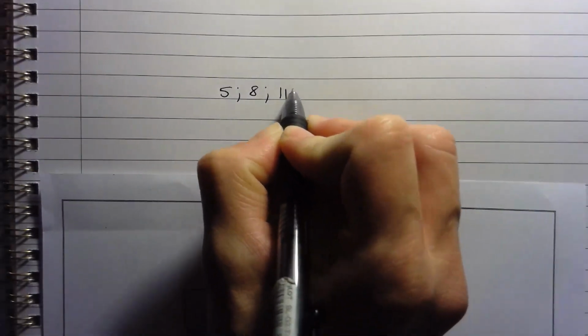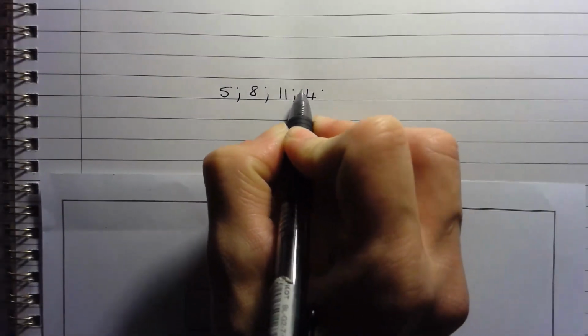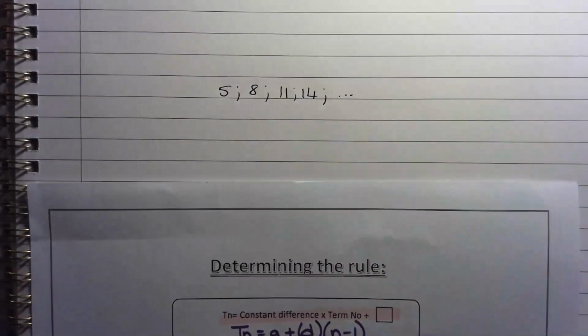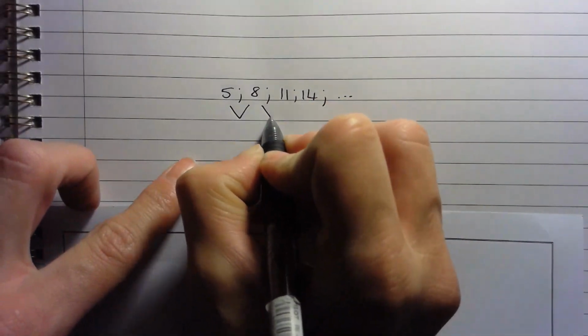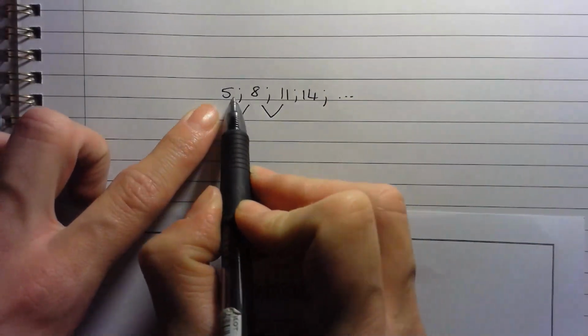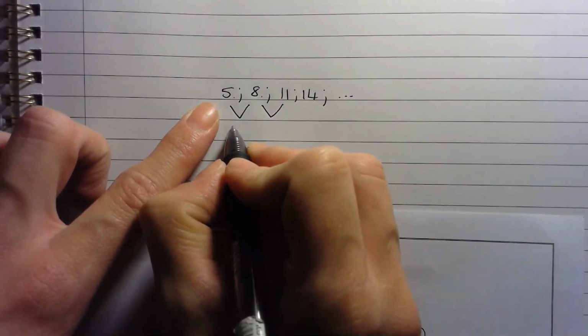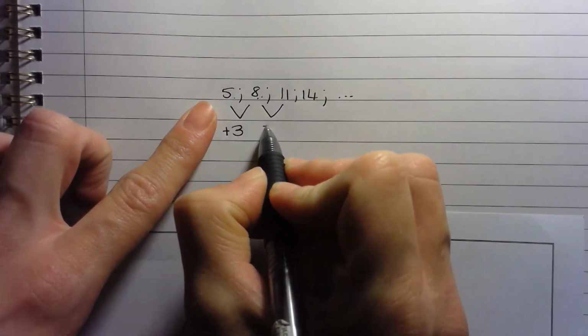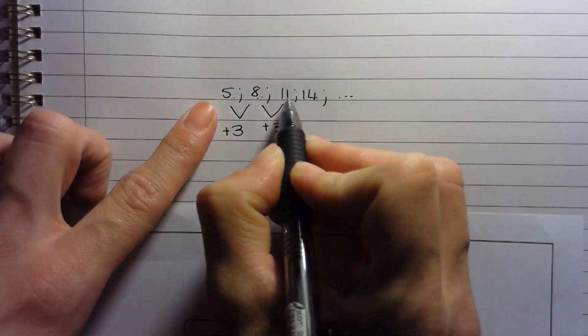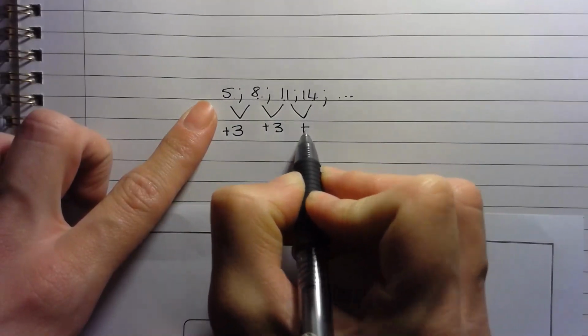So to use this formula for this first number pattern, there's the first number pattern. The first thing I want you to work out is the constant difference. So how do you get from 5 to 8? We've gone up 3, positive 3. 8 to 11, we've added 3. 11 to 14, we've added 3.